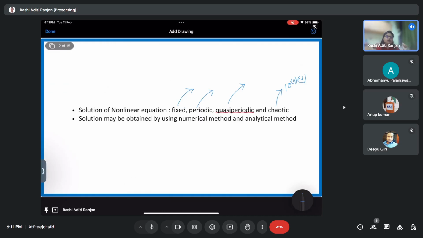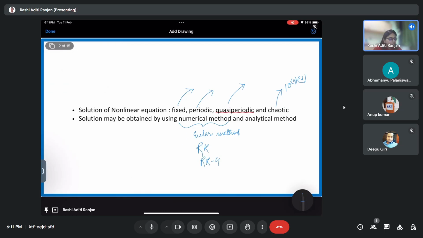But now the question is, how will I obtain the solution? One is the numerical method, that we know. Now there are various kinds of numerical methods, like you have the Euler method, you have the RK method, you have the RK4 method, right? These are the possible numerical methods that can be used.